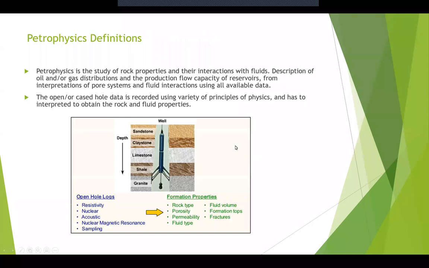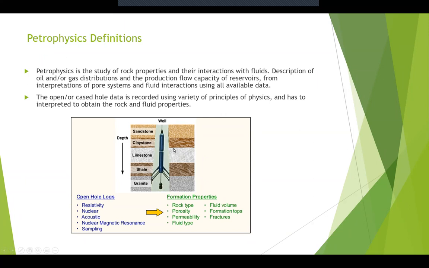Okay. So what is petrophysics? The simple definition of petrophysics is the study of rock properties and their interaction with fluids. Here we record the logs, and I think the principles and mechanism of the logs were explained in the previous webinar.